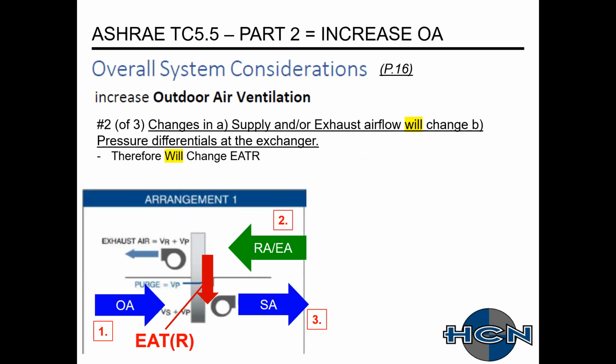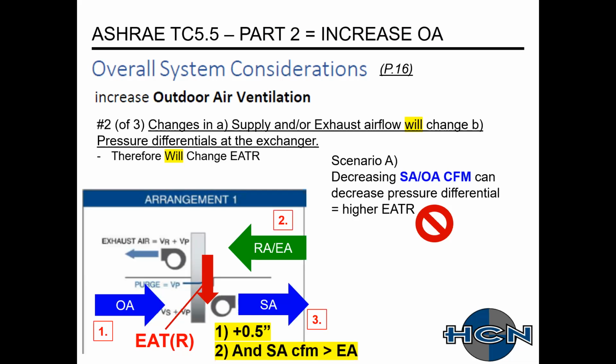There's our picture once again depicting your 2 air streams and the exhaust air transfer ratio. Once again, you want to try to maintain the pressure on the supply side at 1/2 inch greater than the return side. And then also it helps to have your supply air CFM greater than your exhaust air. So scenario A, if you decrease your blue airflow, which is your supply outside air CFM, you will decrease your pressure differential and therefore cause a higher ETR, which is something that we want to try to avoid.